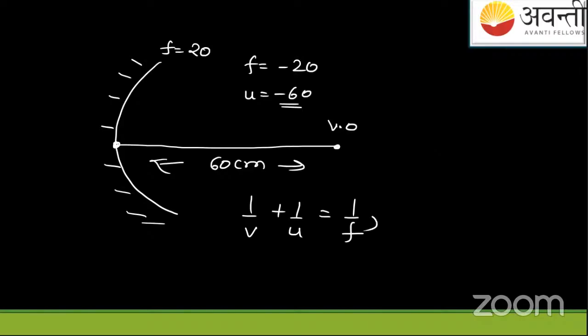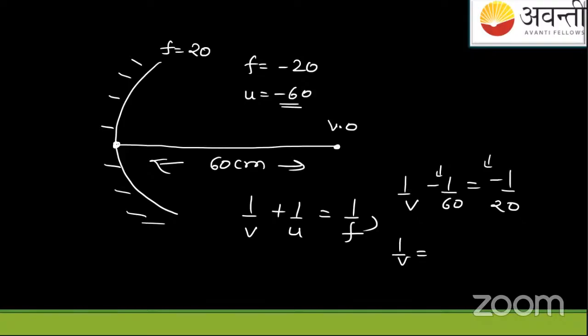So what you need to do is this: 1 by v minus 1 by 60 minus 1 by 20 minus, you got it? No. Why? Because we are going against the direction of the object rays. Got it? So when you solve this, you'll get the answer.